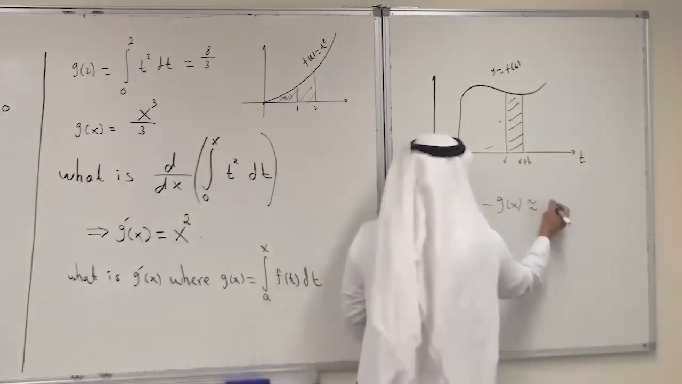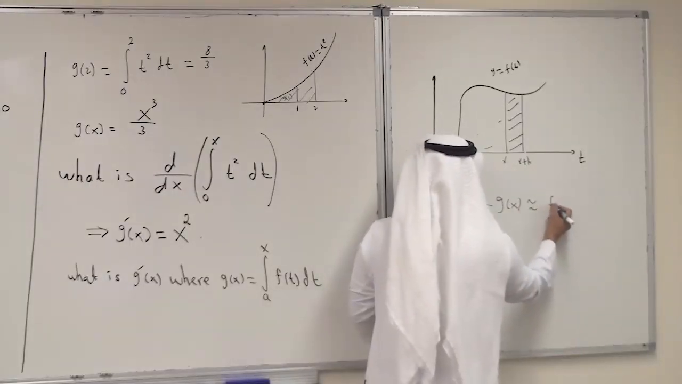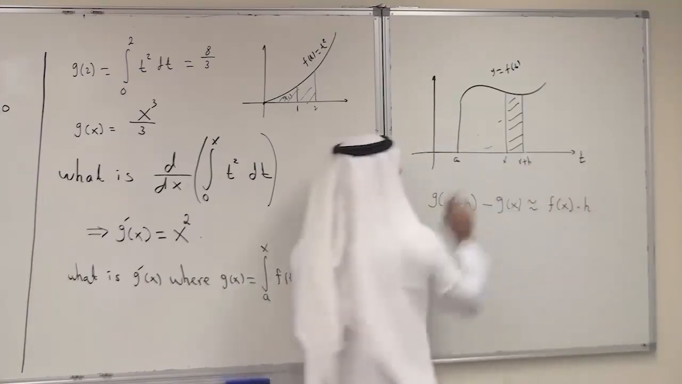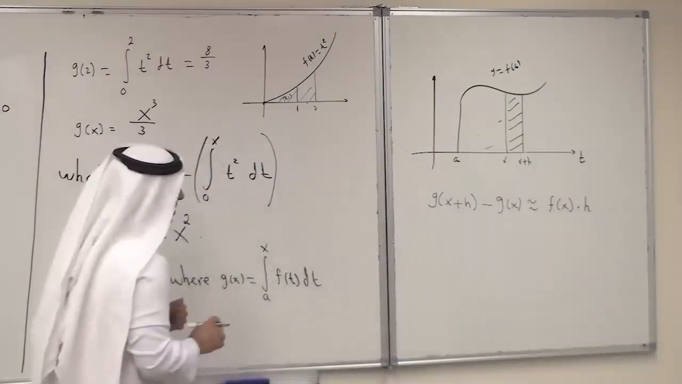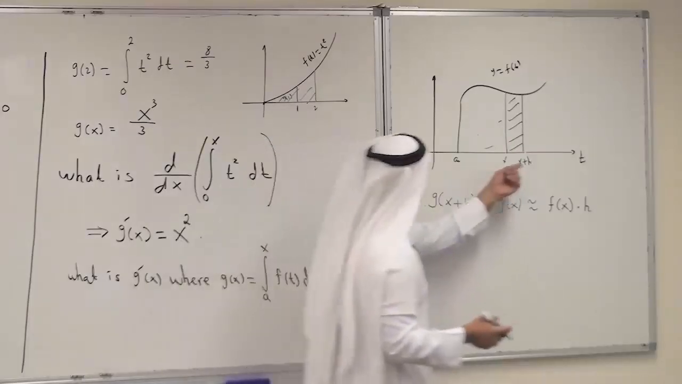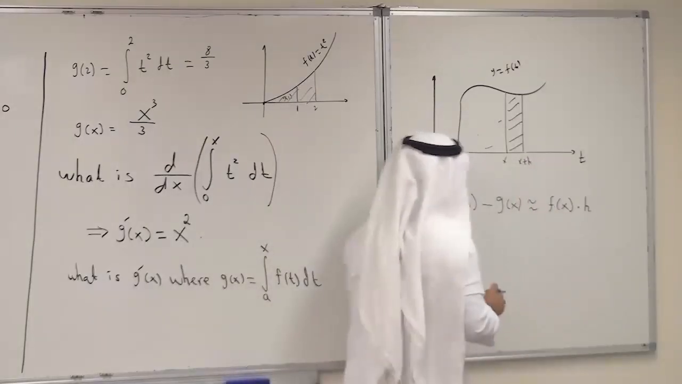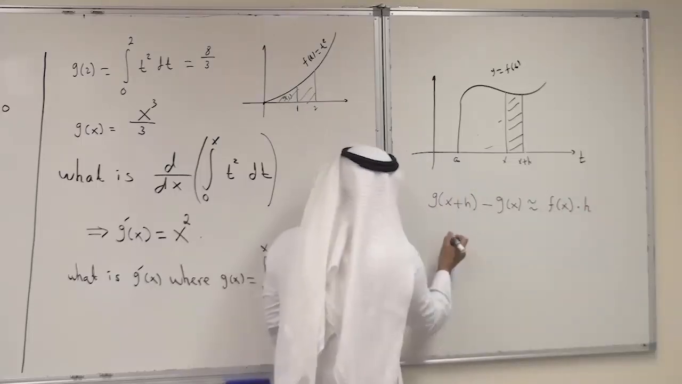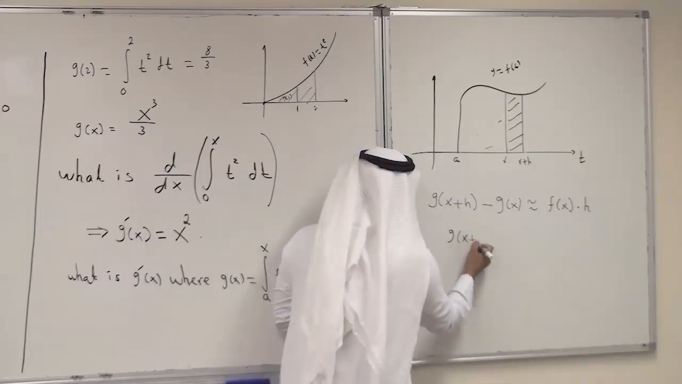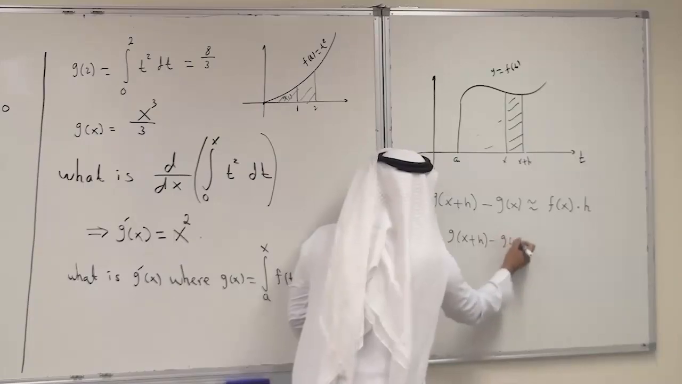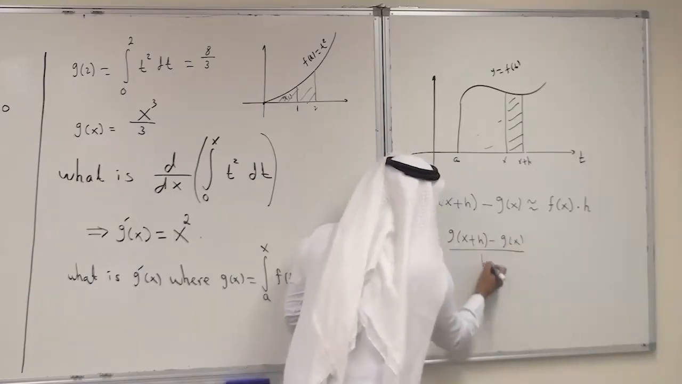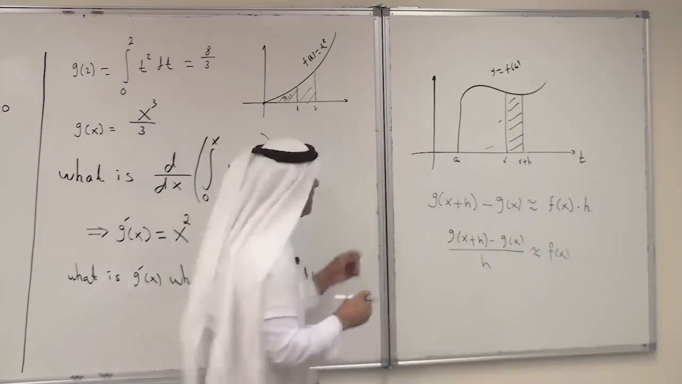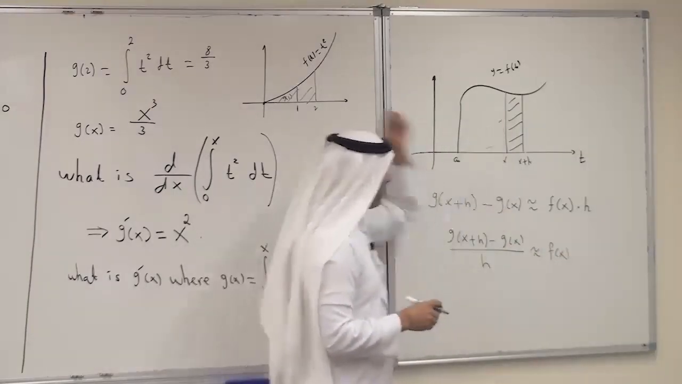If I choose this one to approximate, then I will get f of x multiplied by the width, which is equal to h. It doesn't matter; if we take f of x plus h, it doesn't make a difference here either. If I divide by h, I will get g of x plus h minus g of x all over h is approximately equal to f of x. I wrote approximately because here I'm choosing the left point approximation.